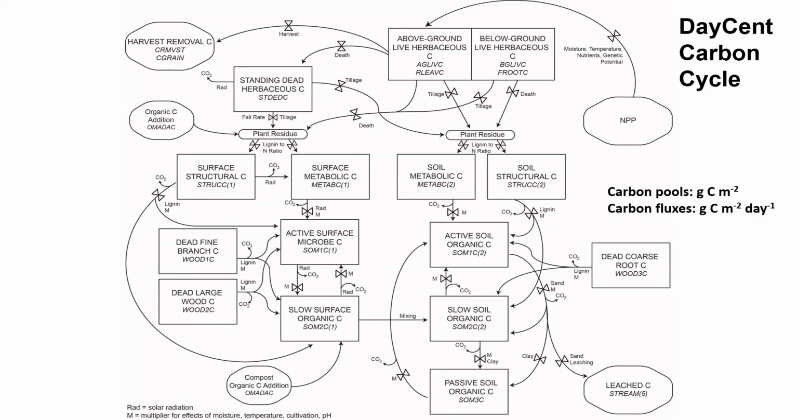We'll talk about boxes and arrows. This is the representation of the carbon cycle in the DayCent model. And there's plant pools, and there's soil pools, and there's plant litter pools all in this. You certainly don't have to memorize this. I certainly don't even have it memorized after 28 years of working with the DayCent model.